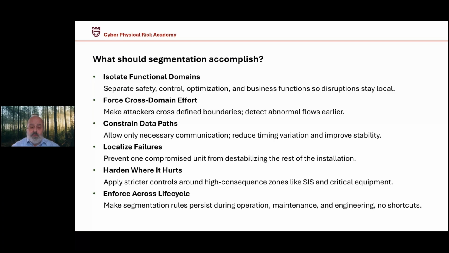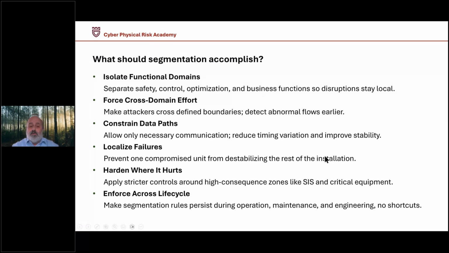Important is that those rules are maintained during all life cycle phases of the system. So operation, maintenance, engineering. There shouldn't be any situation where you shortcut those zones, so that you suddenly have much bigger, more possibilities.